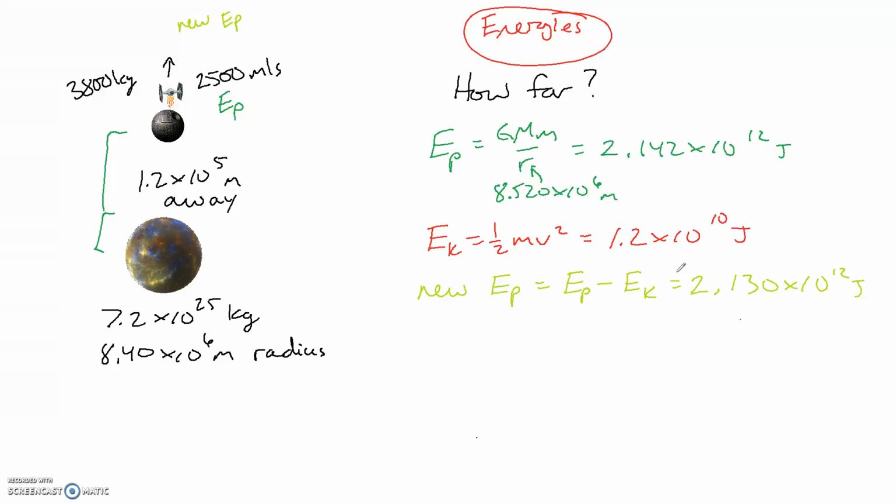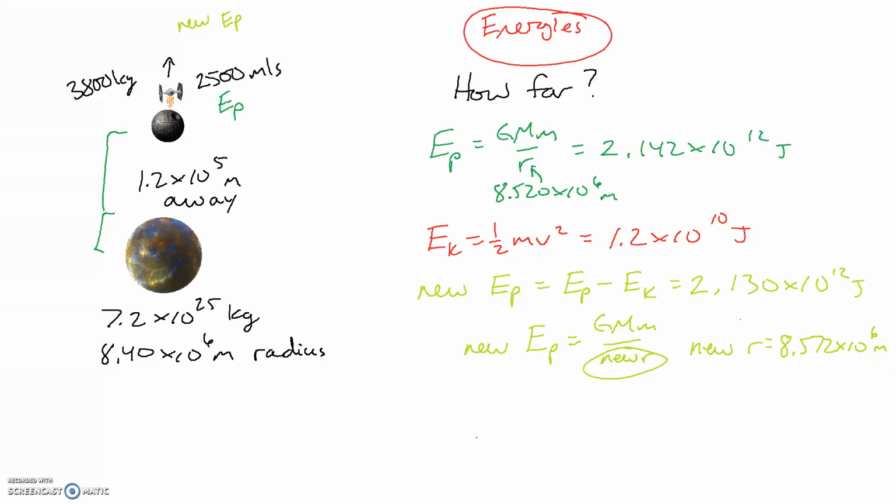Now that I know its potential energy when it stopped, I can find out its new radius. If I take the same expression we had before, the new potential energy is going to be equal to GMm over the new radius, and I can solve for that new radius just by rearranging the expression. If I do that, my new radius is going to be approximately 8.572 times 10 to the 6 meters. So I've got a couple radii now.